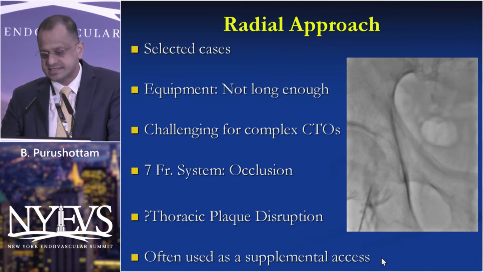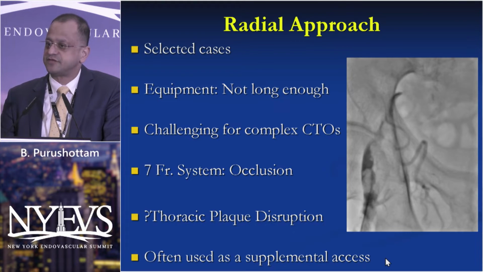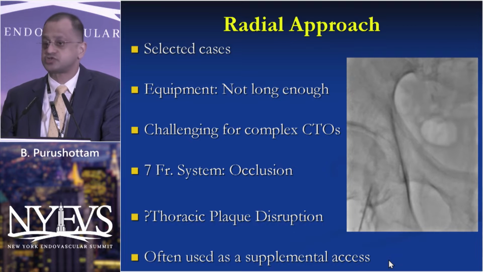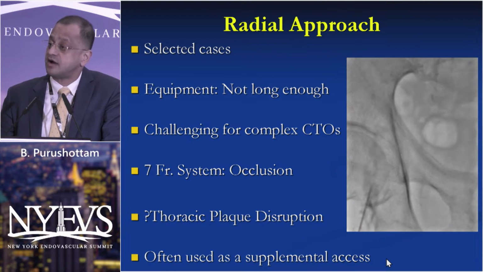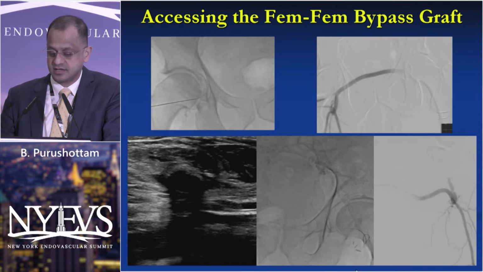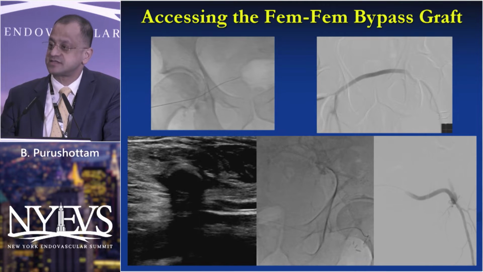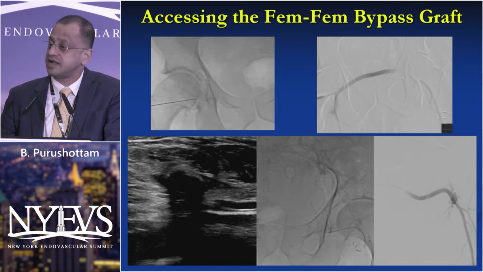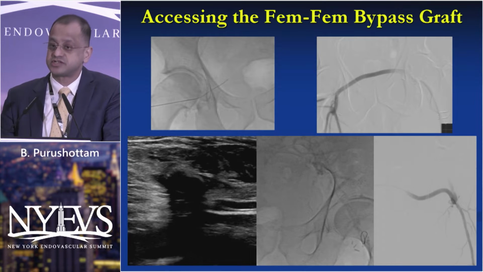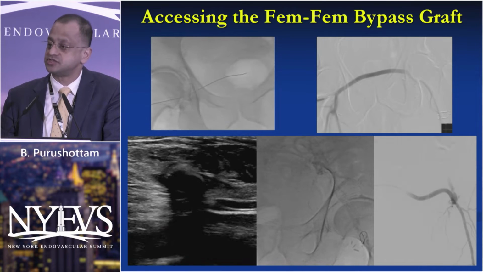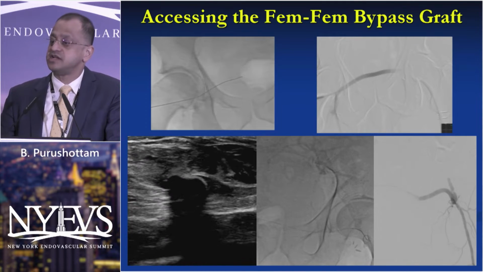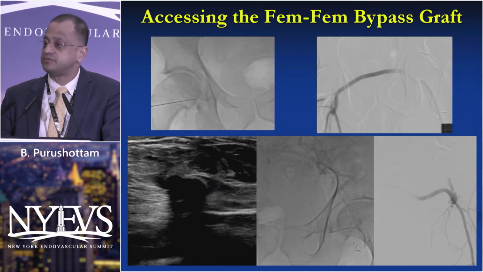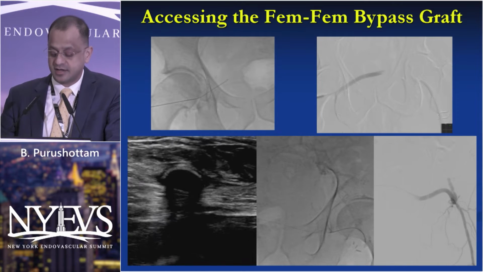With the radial axis, I think the biggest challenge I see is difficulty to deal with large bore sheaths, very calcified vessels, and not all equipment are made to deal with this. Here's a case where we accessed the fem-fem graft to open up the contralateral CTO. Again, when you do this, make sure you consult with your surgeon. I've had a case personally where we accessed the fem-fem graft and eventually led to graft shutdown, which we finally had to come and revive distally.